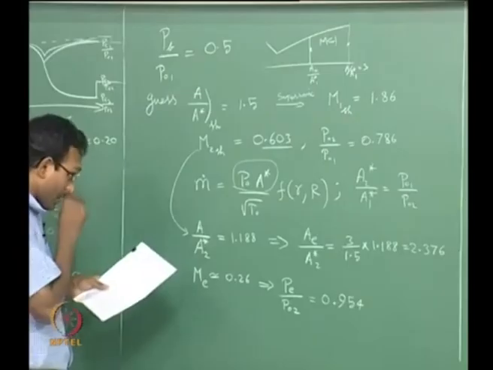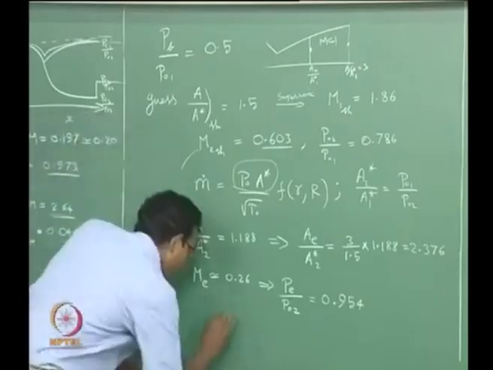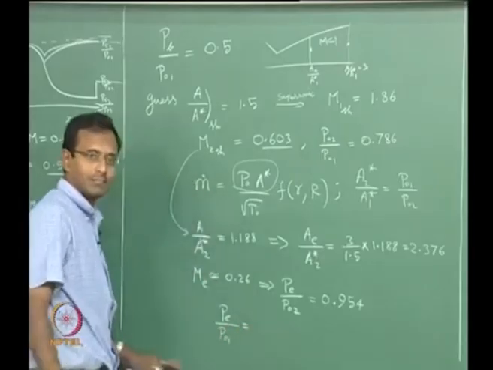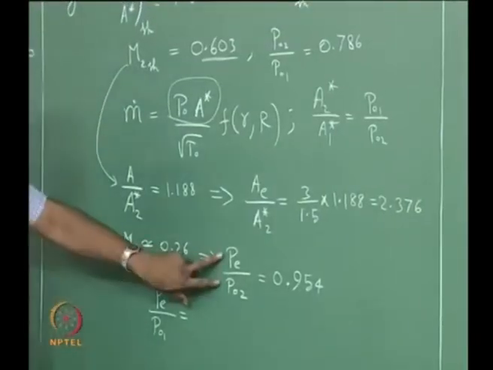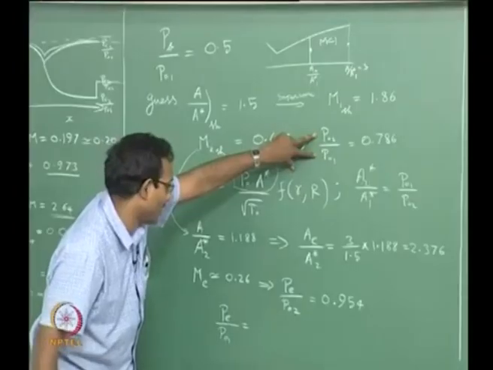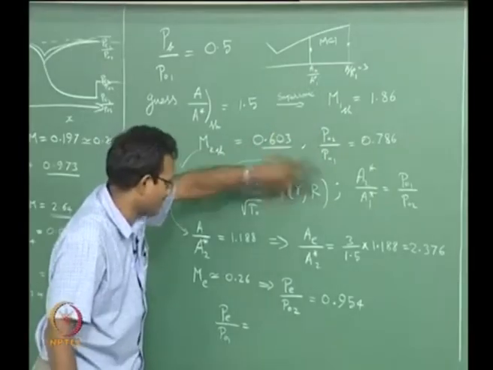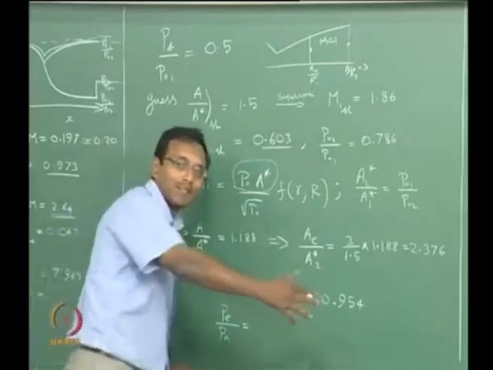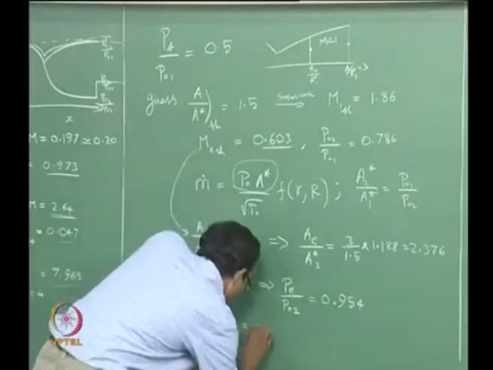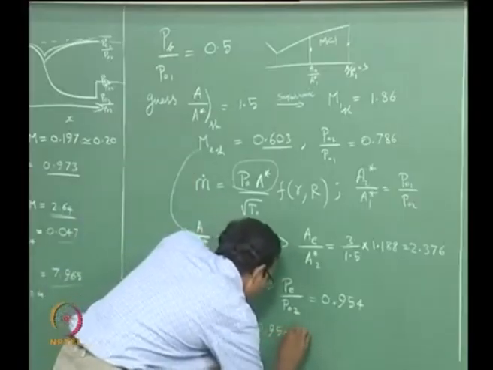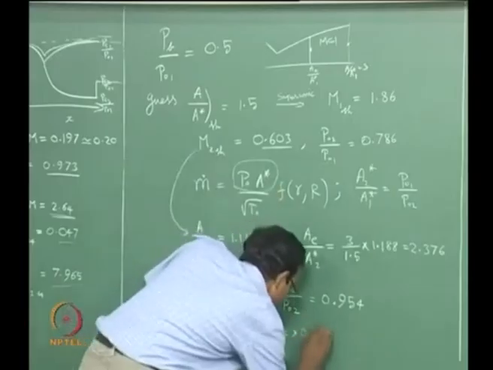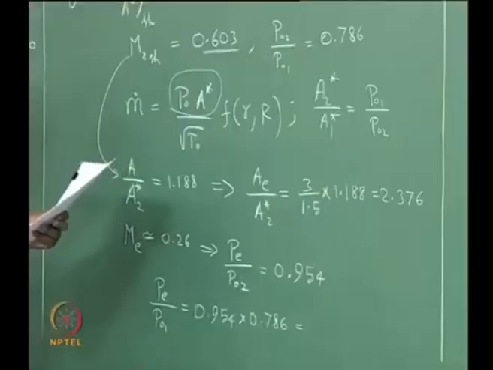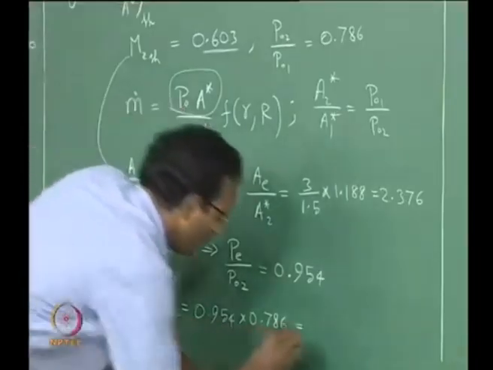So what will be my P exit by P naught 1? How will I find that? Multiply this one with P02 by P01. I have to multiply this and this, then I will get, this is a standard thing, ratios being multiplied, that is gas dynamics people, we always love it. So it is going to be 0.954 into that number 0.786. That is going to give me a value 0.75.